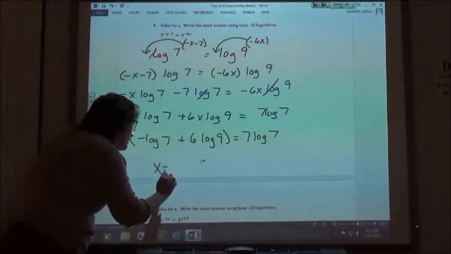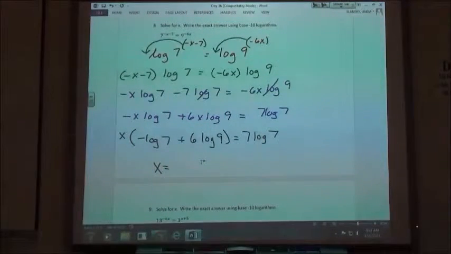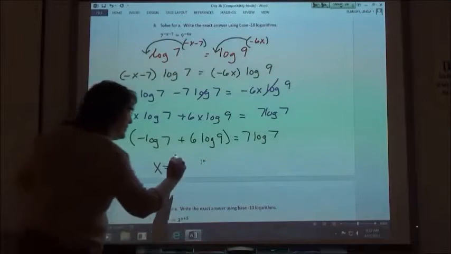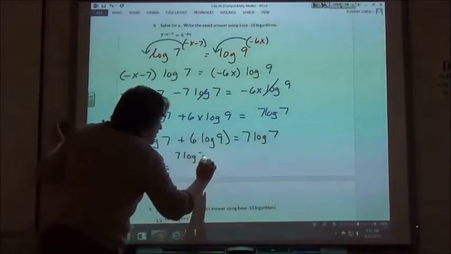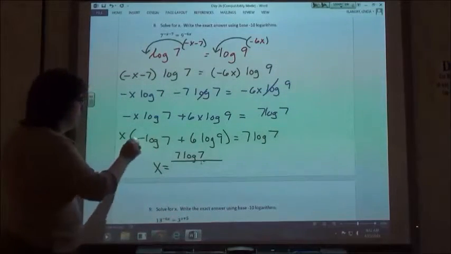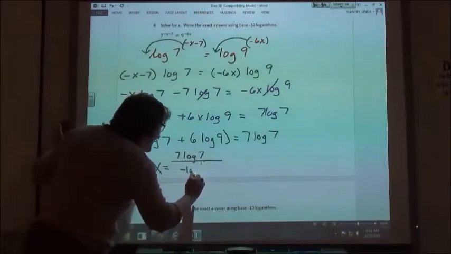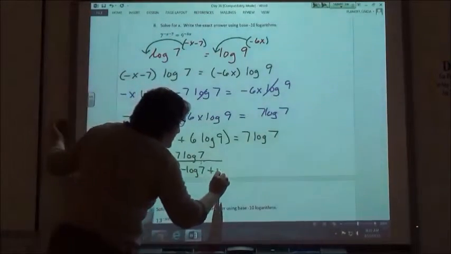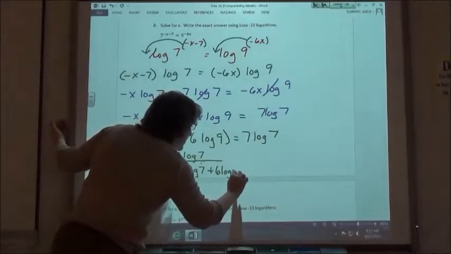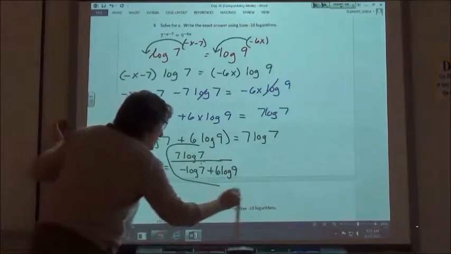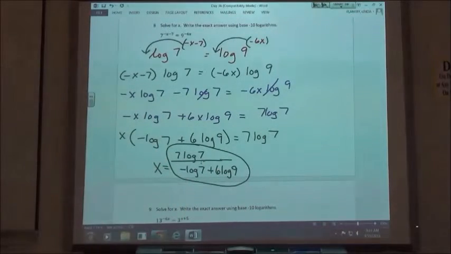Okay, now we're to the last step. So what is x going to be equal to? x is going to be equal to 7 log 7 divided by negative log 7, don't forget the negative, plus 6 log 9. Is that correct? Yeah, that's it. Plus 6 log 9. Exactly.